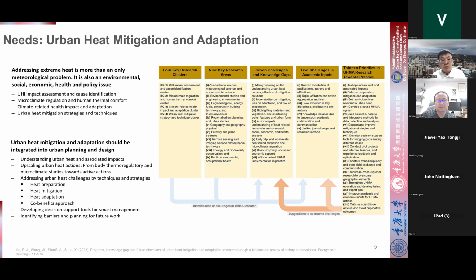Another thing is to upscale it to an open heat action. So not just from body thermoregulatory and microclimate studies, we want to upscale it into a city companion.